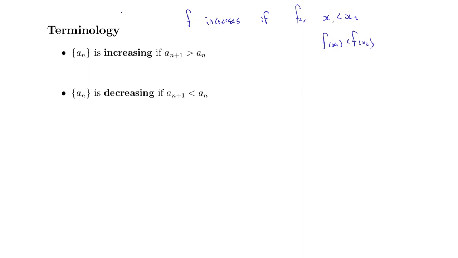We have a similar type of thing happening for our sequences, but you'll notice we don't need to describe the inputs. We can just use the index and n plus 1. So if you have an index, when you go to your next index, your next term in your sequence, each next term is bigger than the one before it. And for decreasing, it's the same kind of thing. Each next term is smaller than the one before it. So terms get bigger, terms get smaller.